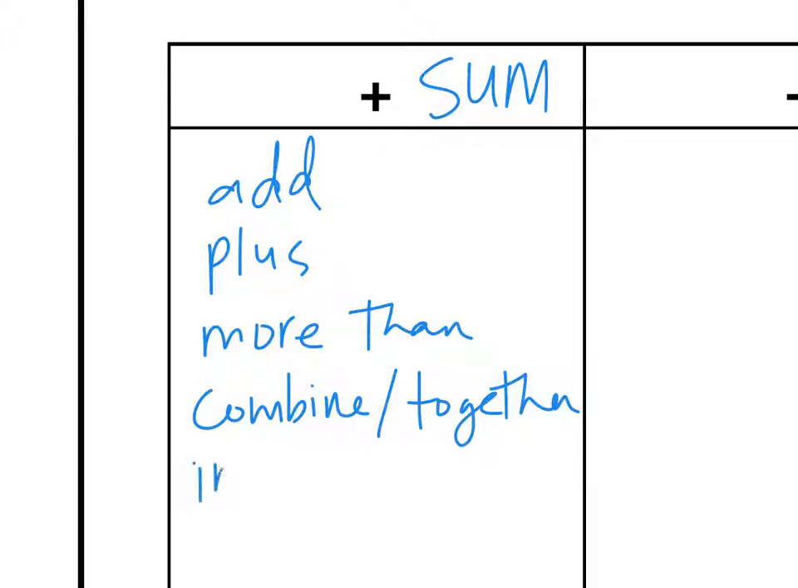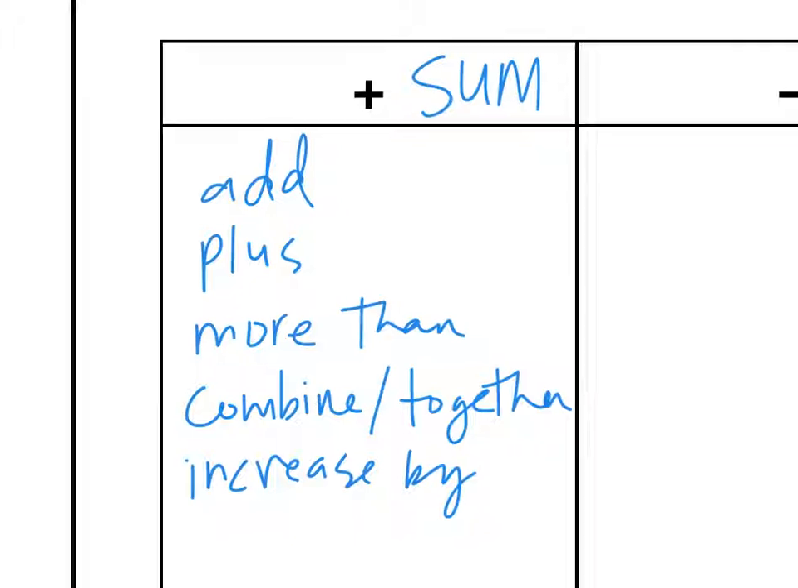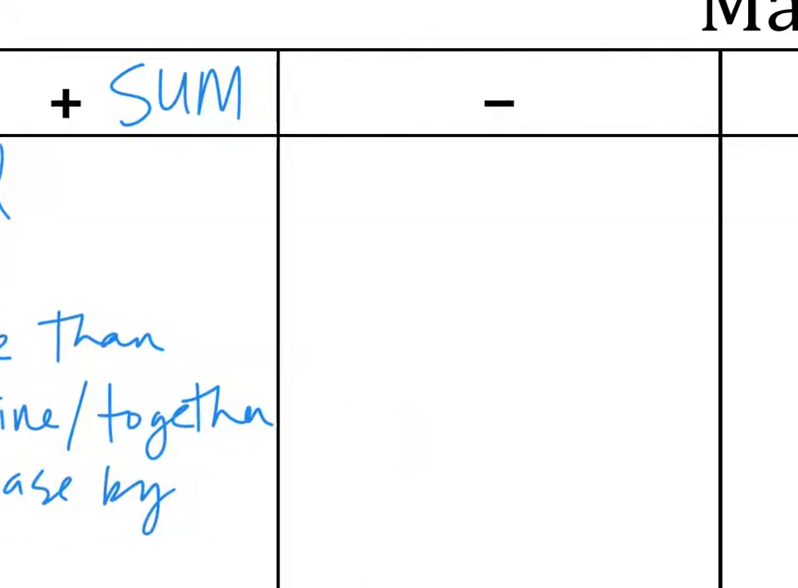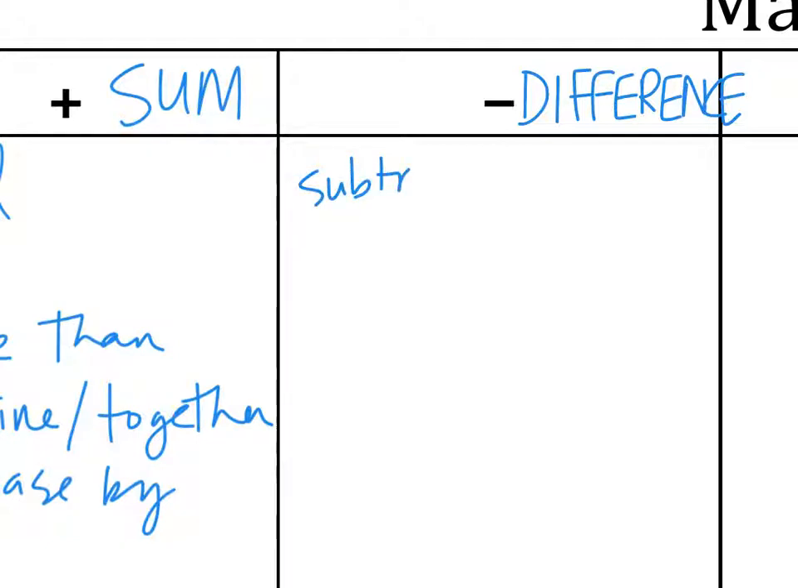How about increase by? So 2 increased by 3. That means you add them. Add 2 and 3. Okay, so those are typical words that mean add. What about this next one, this next sign? Difference. Okay. Robert's giving out all the big ones. Difference. Subtract. All right, subtract. Fewer. Minus. Fewer is a little bit different. Ooh, very good. Take away.